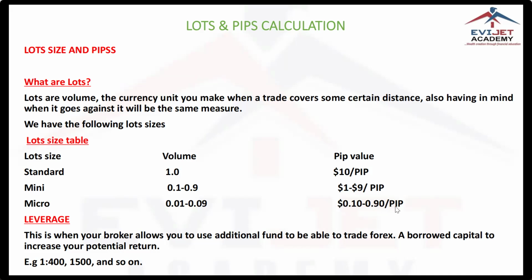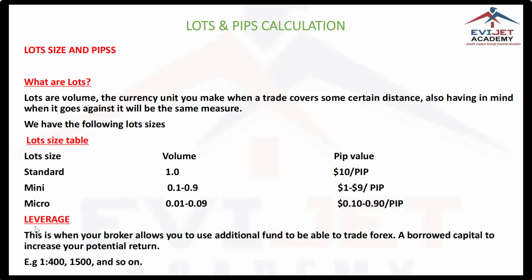10 cents per pip. So for you to make $1 with the micro lot size, your trade must have moved 10 pips. 10 pips will give you $1. The same 10 pips that is giving standard lot size $100 will give you $1 on micro. Then on mini, it will give you $10. So these are the volumes with which you enter the market, depending on your account size. I'm going to do some other illustrations as we go on.